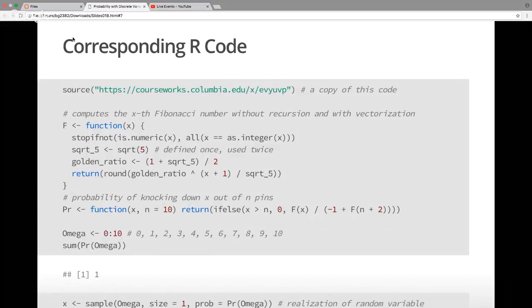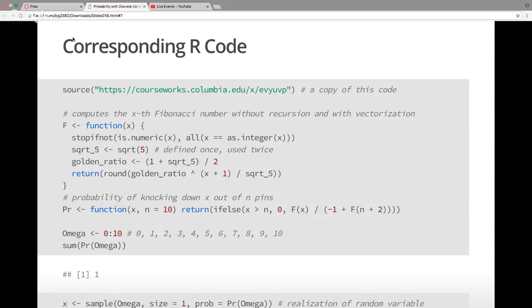I define my sample space, omega, 0 to 10. If you're not familiar with the colon operator in R, it just makes an integer vector of consecutive integers, in this case between 0 and 10. And then I can take omega, stick it into my probability function, sum that up over all of these probabilities, and it comes out to exactly 1 by construction. And that means this is a valid probability distribution for bowling or anything else where you have consecutive integers starting at 0 as the number of possible things that could happen.